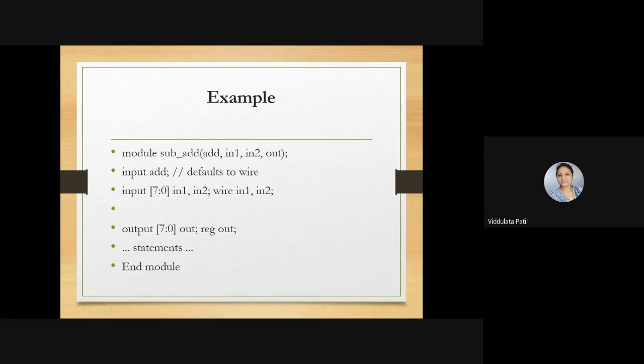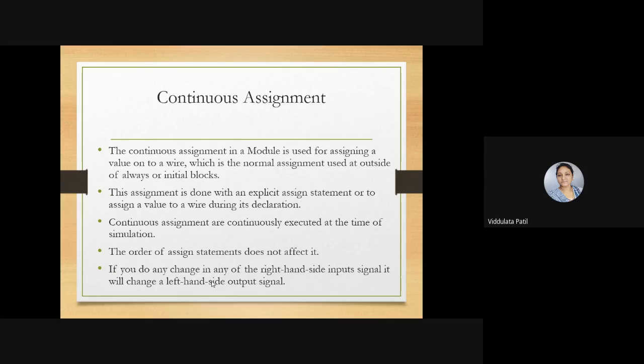So actually this endmodule should be continuous. There should not be any gap, and this e should be small, in lowercase. Okay. So that is about the example of how we are declaring the code for this Verilog program. Okay.